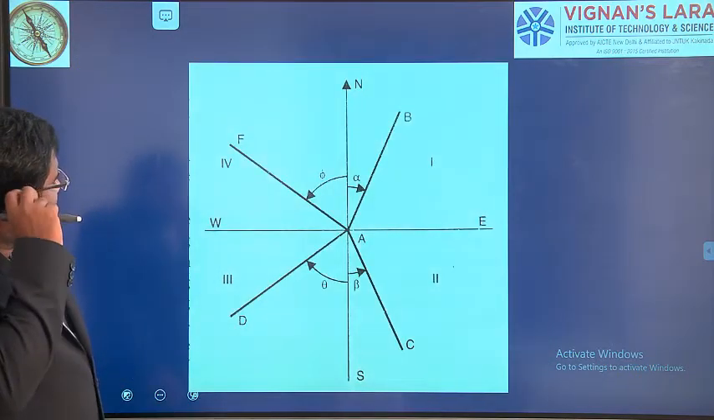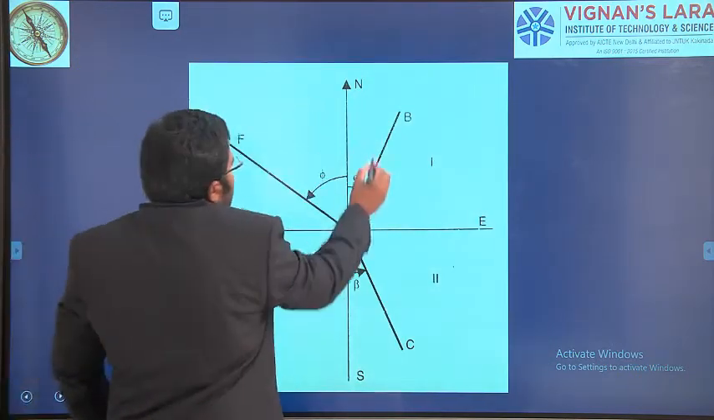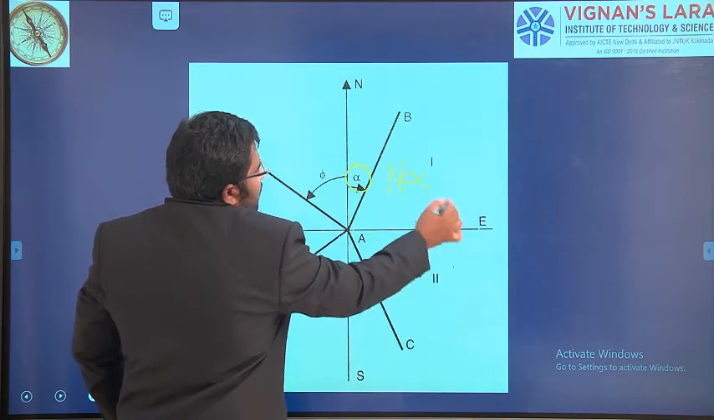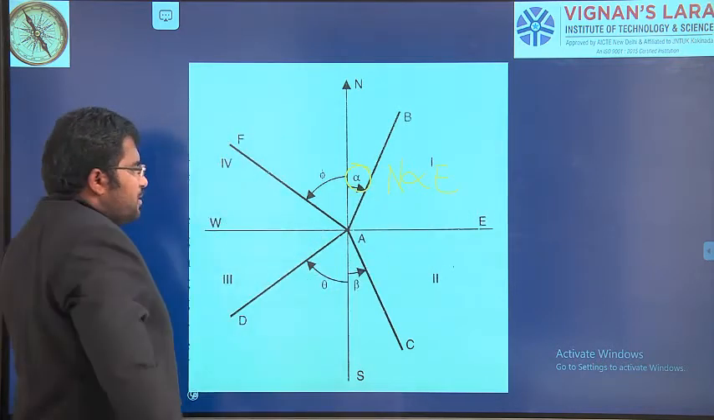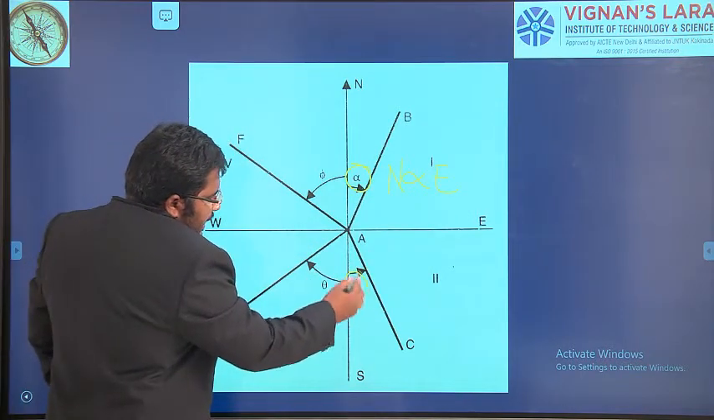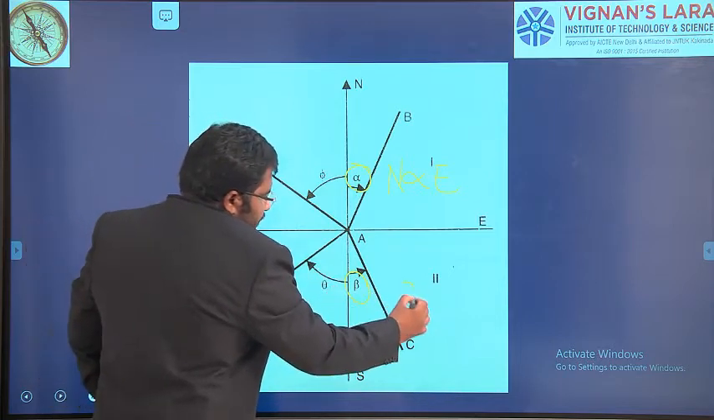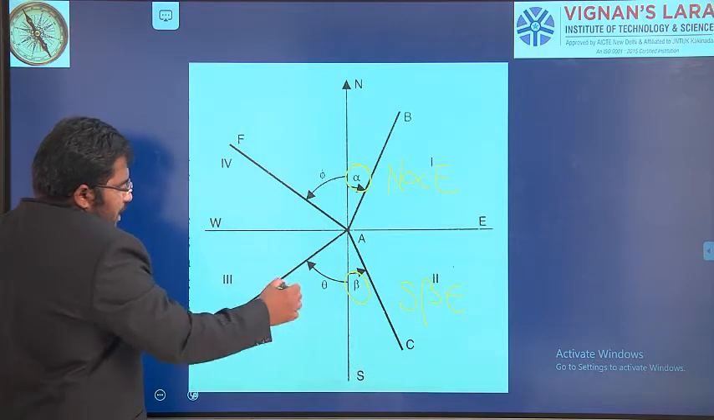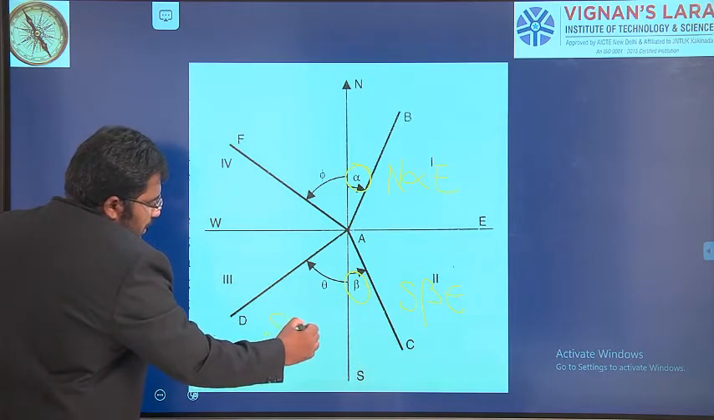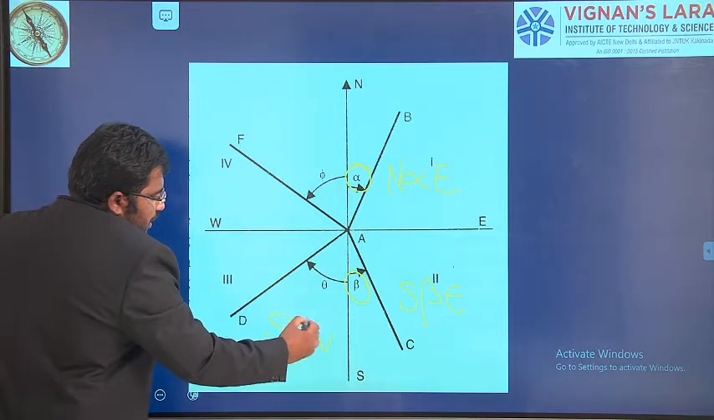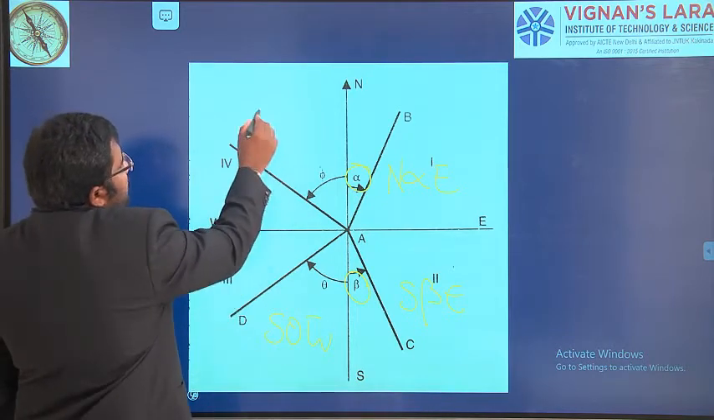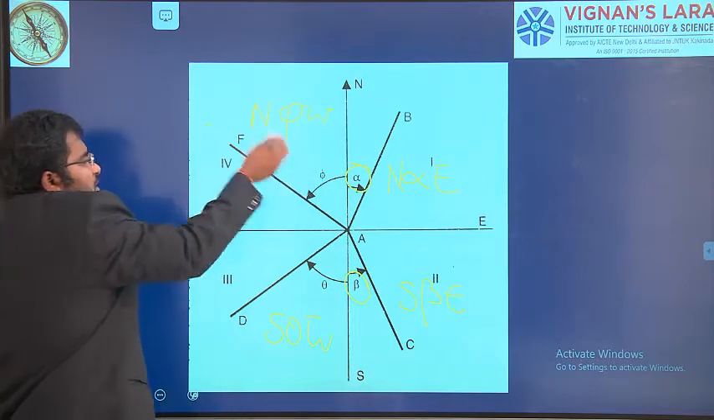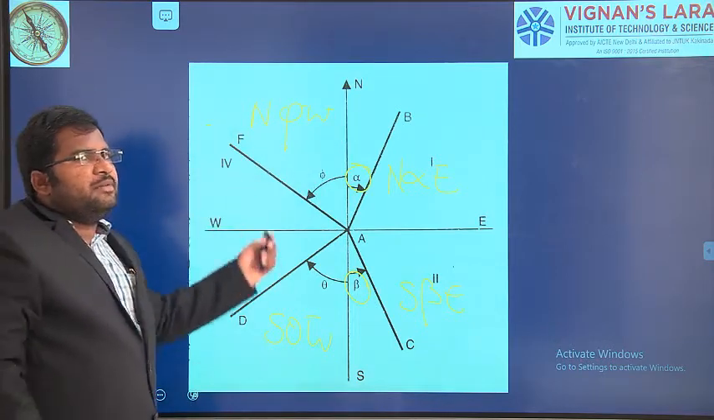Now you can see in this figure, with respect to the north, alpha is the angle, so north alpha towards the east. Here the beta angle is represented from the south: south beta east. Again in the third quadrant, south theta towards west. Now phi is given here: north phi towards west. So this is the representation of the quadrantal bearing system.